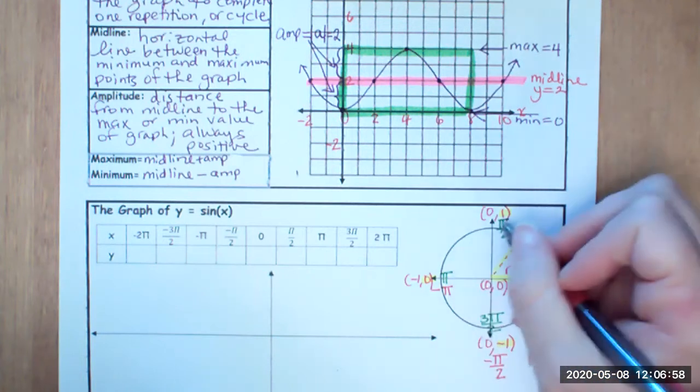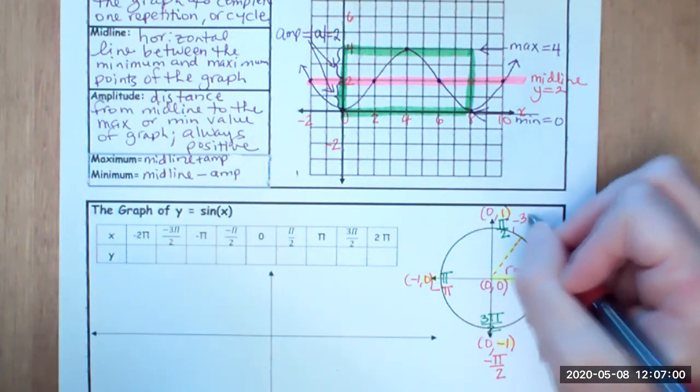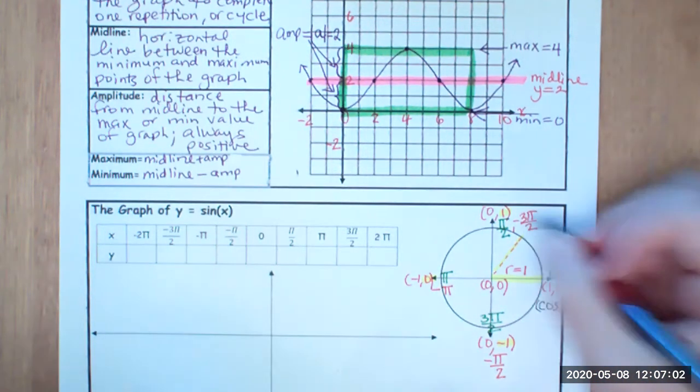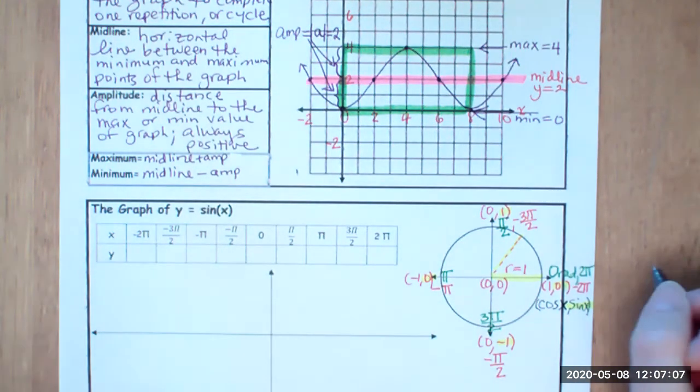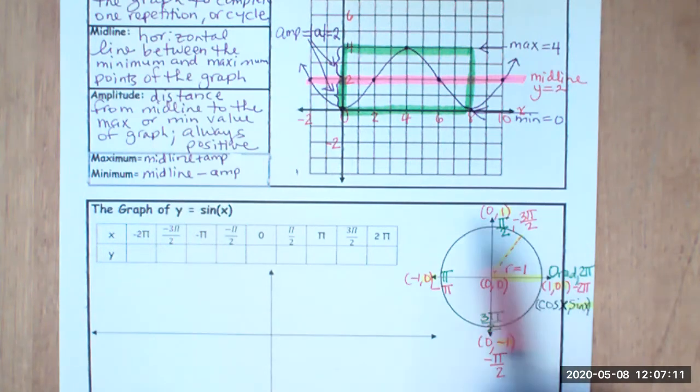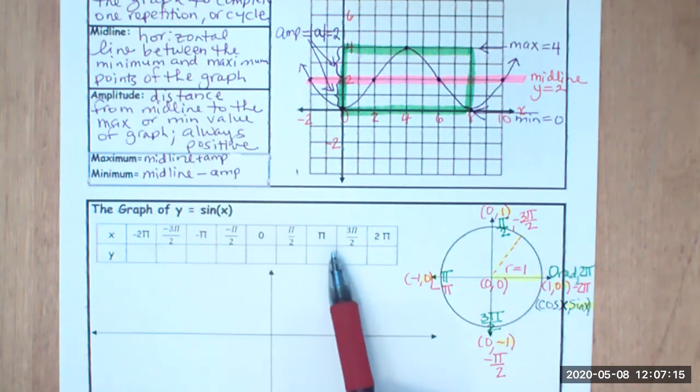Another quarter of the circle will be at negative 3 pi over 2. And finally, a full way around the circle will be at negative 2 pi. Okay? Now, using the information we have on the unit circle, we can fill in the values in our table. Okay?